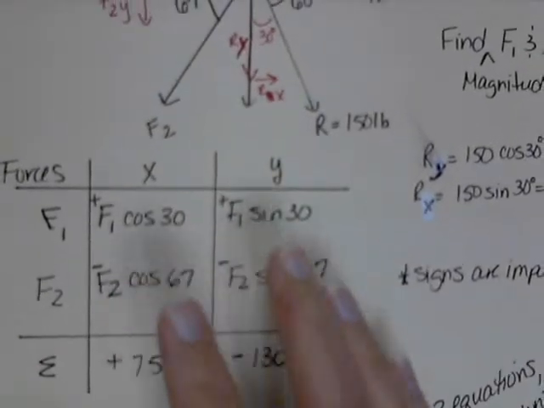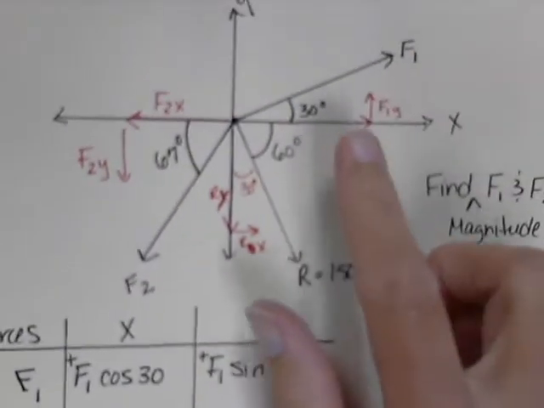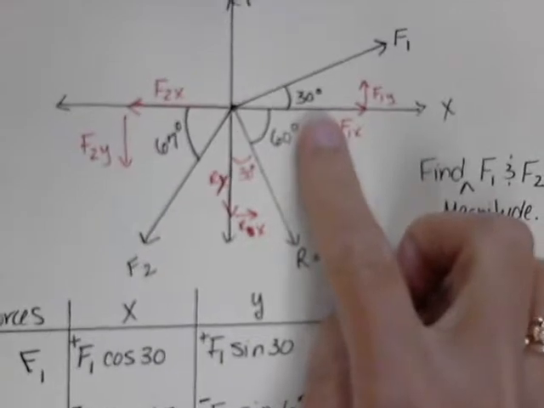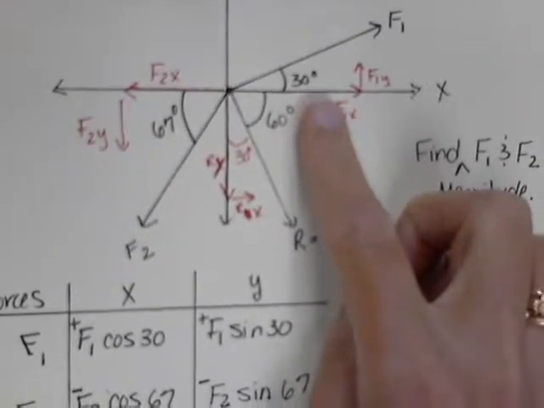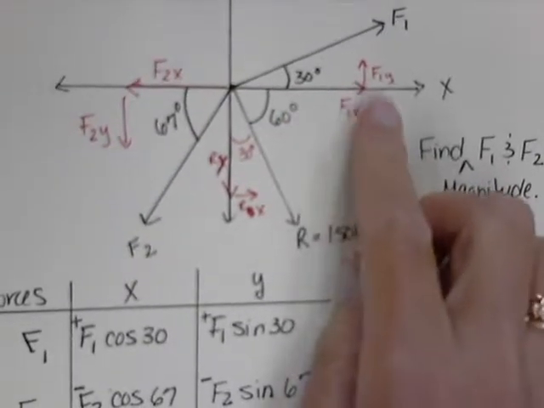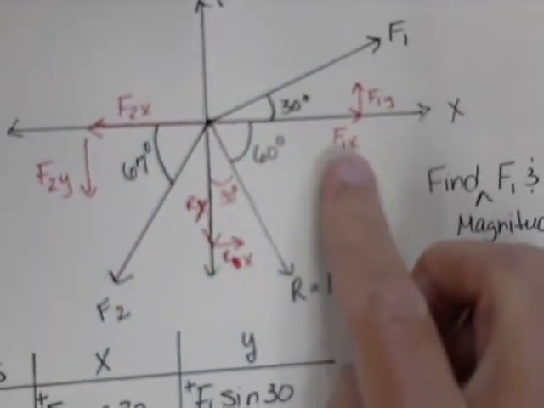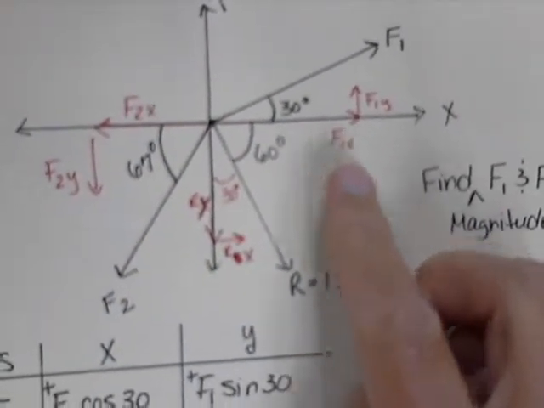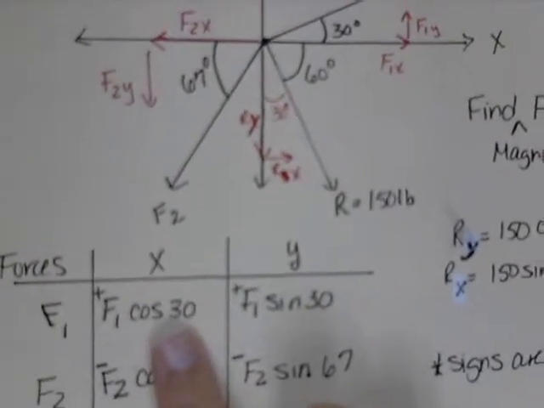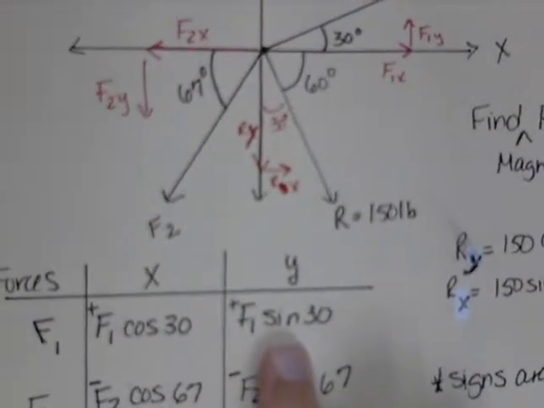All right, so if we look at F1, F1 is in quadrant 1, which tells us that the horizontal and vertical components are both positive, and I drew those in red. F1 horizontal is going to be F1 cosine of 30, and your vertical is going to be F1 sine of 30.